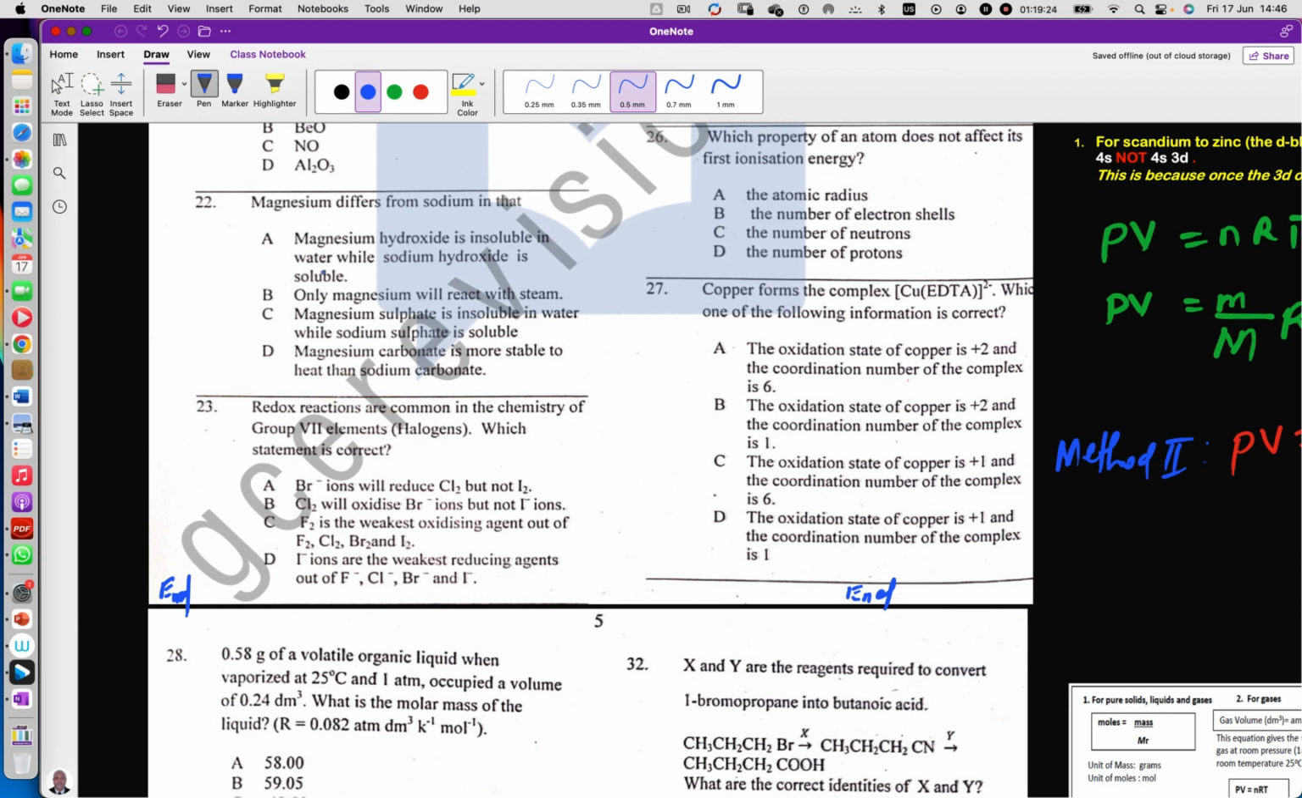C: Fluorine is the weakest oxidizing agent. That is totally wrong. Fluorine is the strongest because oxidizing ability decreases down the group. D: The iodide ions are the weakest reducing agent. That is the reverse, because halogens down the group will reduce the ones above, implying that reducing ability increases down the group, with iodide being the strongest reducing agent. So the only answer is A. A is right in all sections.